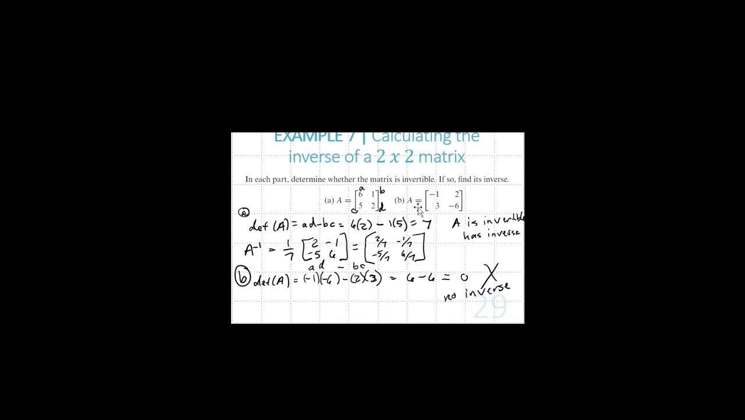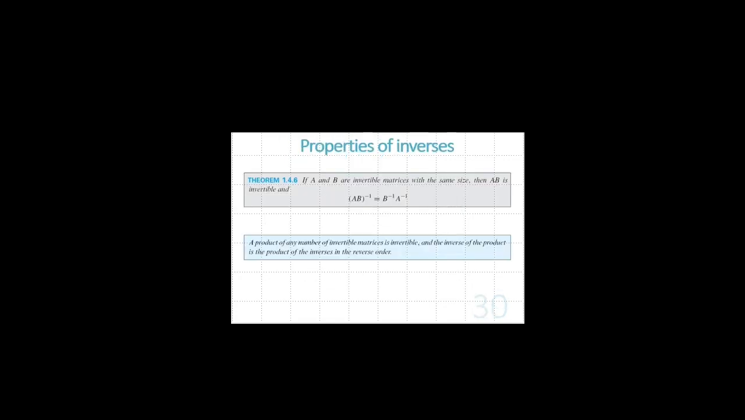Well, this was part B, but they named this same matrix A as well. So the matrix A in part B, the determinant equals 0, so we knew immediately there's no inverse. All right, so here are some other properties that you are going to want to know.